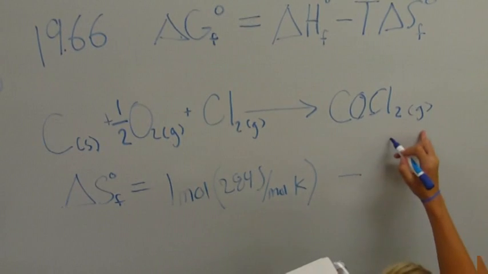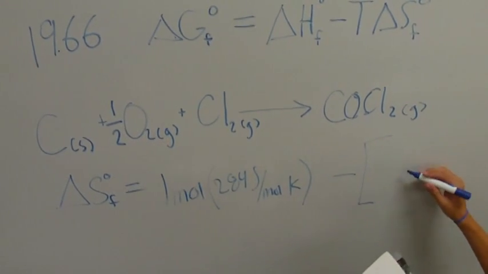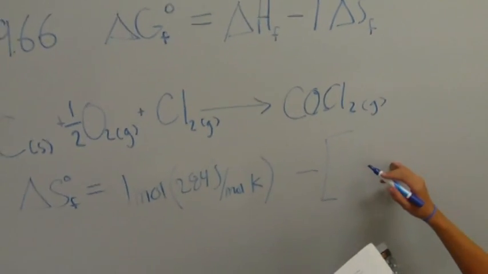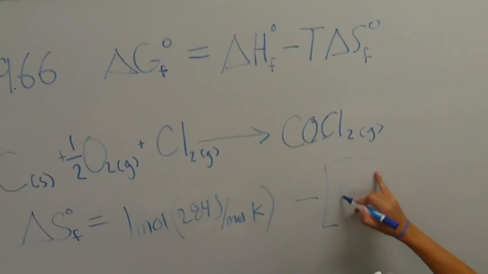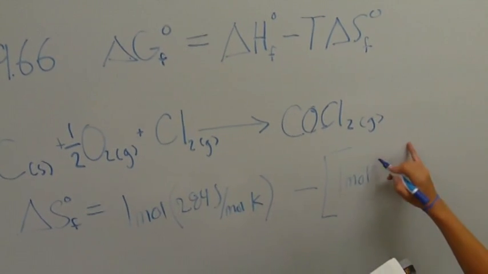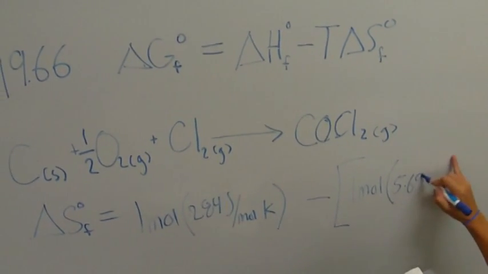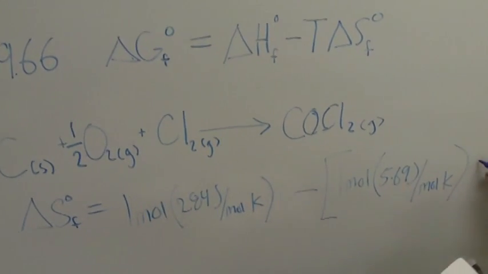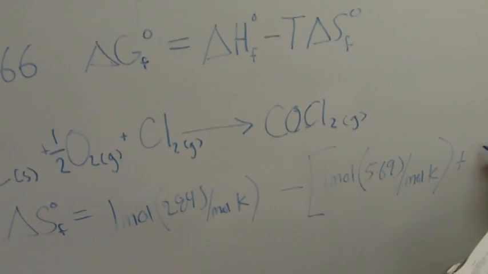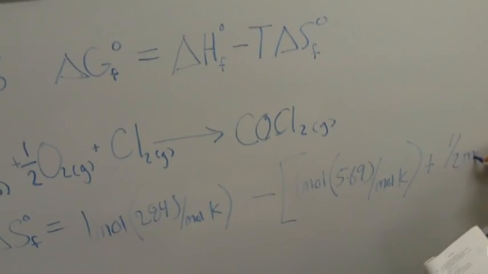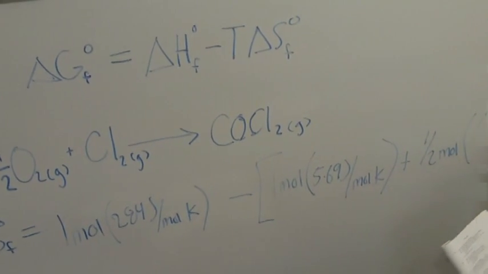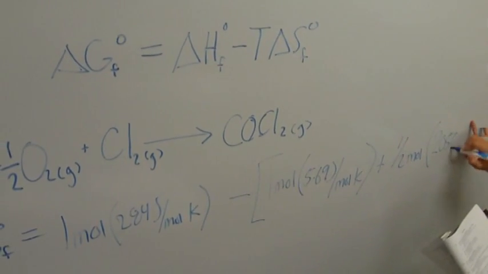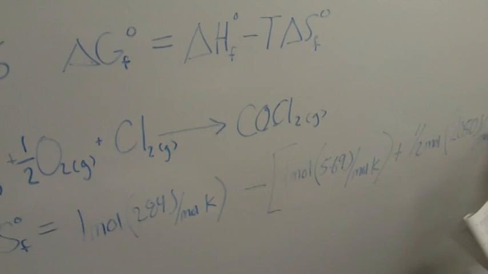Products minus reactants, we add up all of the reactions. So we have 1 mole times 5.69 joules per mole Kelvin plus 1/2 mole times 105.0 joules per mole Kelvin.